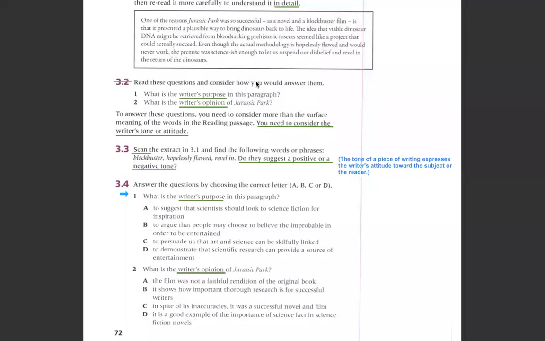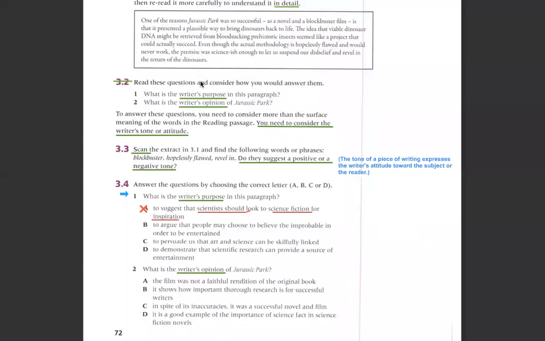All right, let's have a look at A first. It says to suggest that scientists should look to science fiction for inspiration. There's no mention of this in the passage. They're not mentioning what scientists should do. He's just talking about a movie. So it can't be A, right?